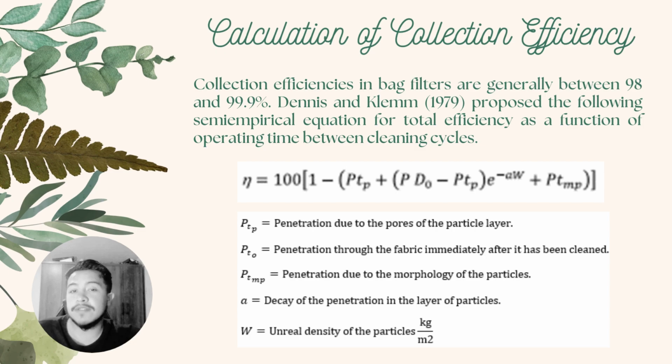About the calculation of collection efficiency, this equation was proposed by Dennis and Klemm, and it shows that the efficiency decreases with the increasing filtration speed and that it increases with the accumulation of particles on the cloth.